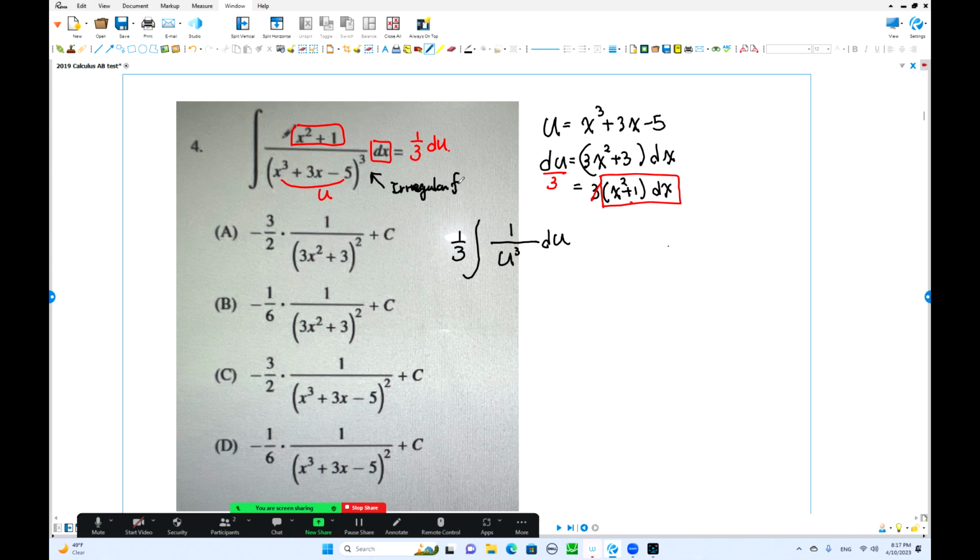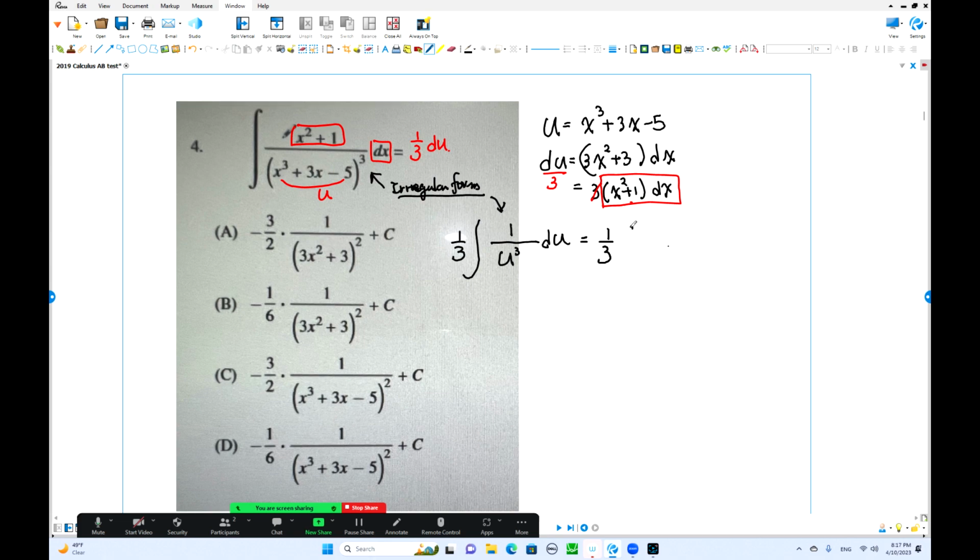Irregular form. That's why we can't take an antiderivative directly. We can't. But when you choose this form after we use substitution, 1 over u cubed is what? Regular form, right? From there you can find the antiderivative.